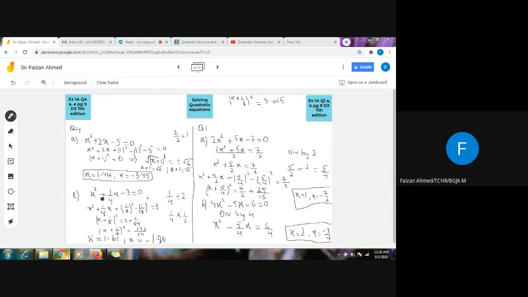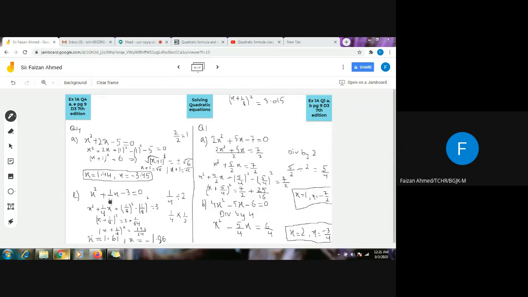We have one more question like this. We have x square plus 1 upon 4x minus 3 equals to 0. Again, the question is the same, and we have to solve for the value of x. This is not an identity, and we cannot apply the factorization method because the factors are not that simple. So we'll solve it by completing square method. So I will just pair up the first two terms.